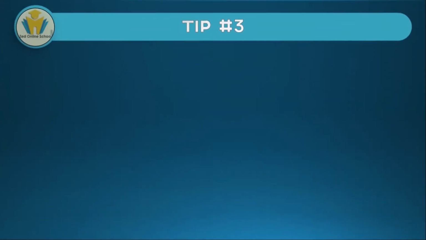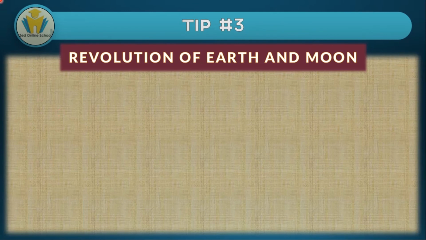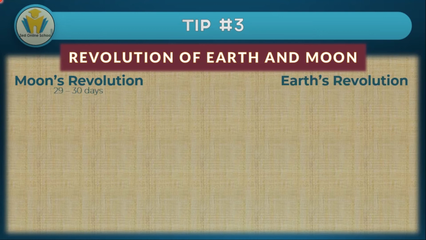And now in tip 3, we're talking about the revolution of Earth and moon. We talked about the moon revolving around the Earth somewhere in this video, and if you don't know what that is, well, this is the tip for you. The moon revolves around the Earth for a period of like 29 to 30 days. So in a period of 1 month, the moon will have revolved around the Earth once. The moon's revolution is one of the reasons why the moon looks different every night.